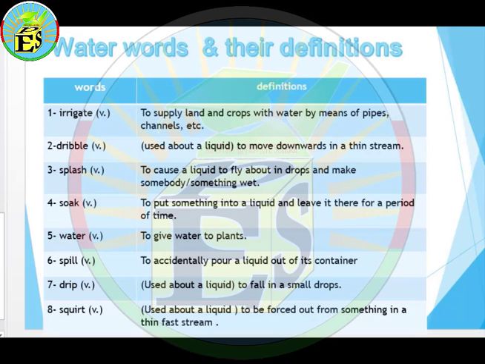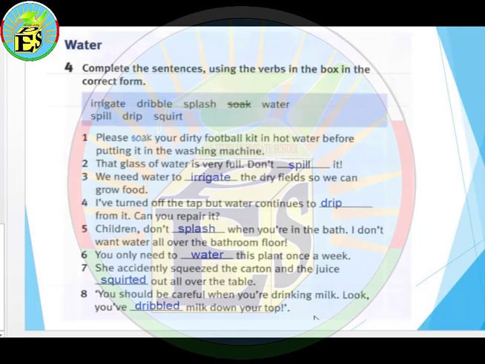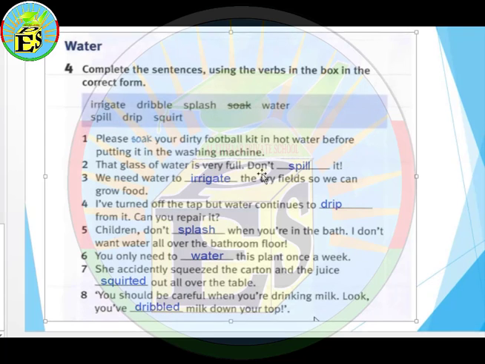Have you got the answers? Have you written the suitable verbs in the sentences? Let's check your answers. Number 1 is already done. Soak. Number 2, don't spill. 3, we need water to irrigate. 4, water continues to drip. 5, splash. 6, water. 7, squirted. And number 8, dripped.